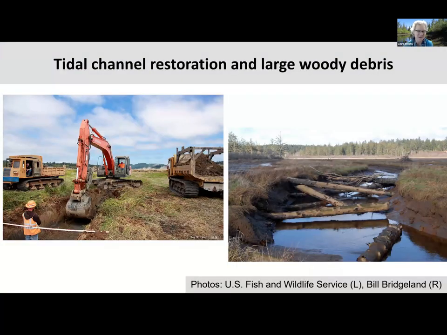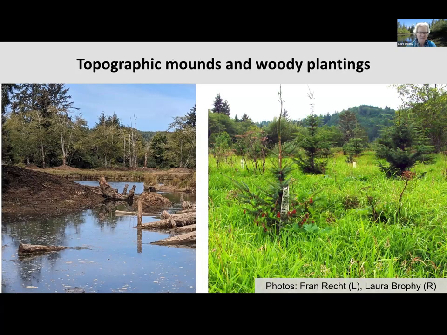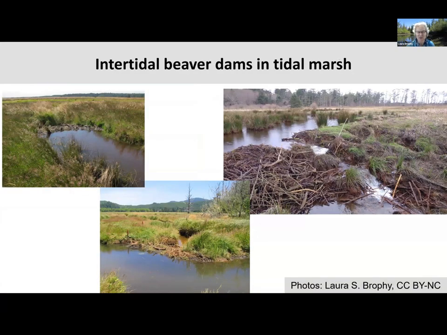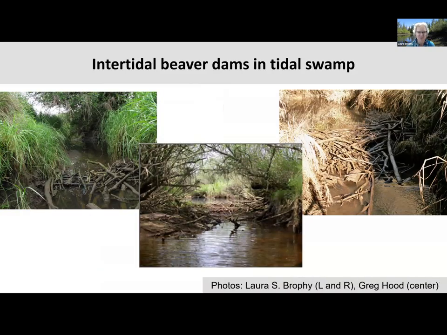So, some pretty pictures of these kinds of design elements that can be incorporated to enhance carbon sequestration and fish functions. Now, beaver really do enhance both fish and carbon functions. They were once abundant. They were nearly eradicated from our estuaries, but they're increasingly recognized as key to estuary health. These photos are of beaver dams in brackish tidal marsh, and beaver are very active in tidal swamps.